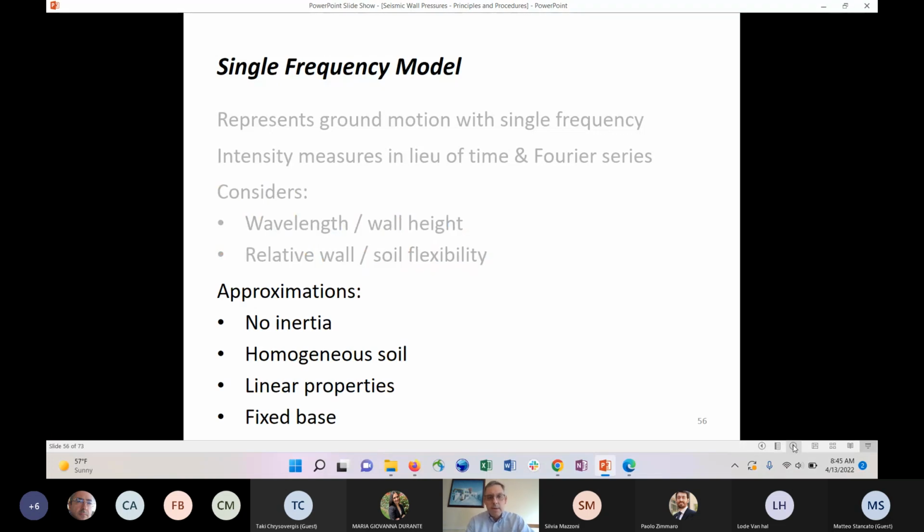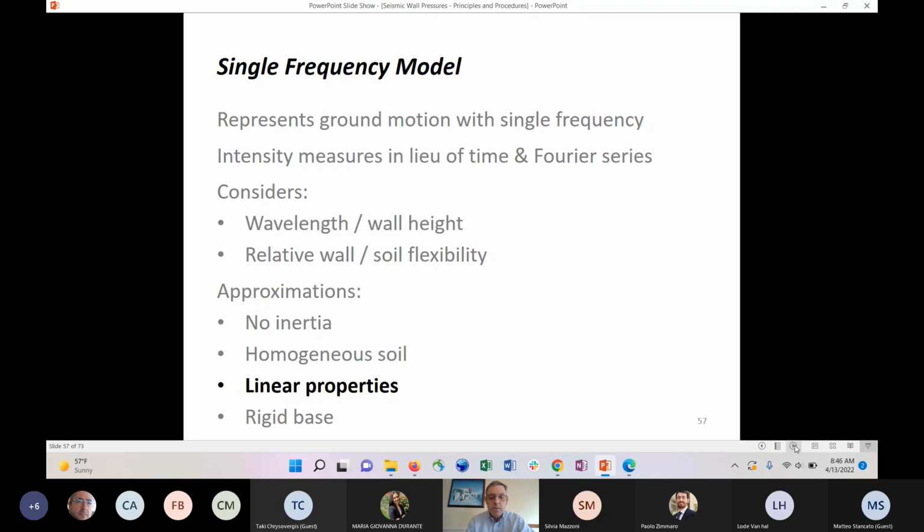In order to make this kind of a tractable and usable solution, we make some approximations. We ignore inertia. We do use a homogeneous soil, and I'll talk about how we come up with the shear wave velocity for that homogeneous soil. We use linear properties for the soil, and we fix the base, as opposed to having a spring at the bottom of the wall.